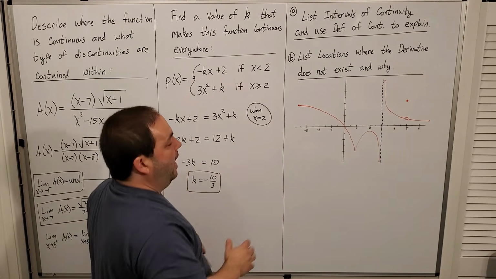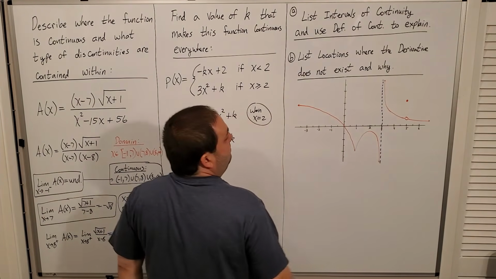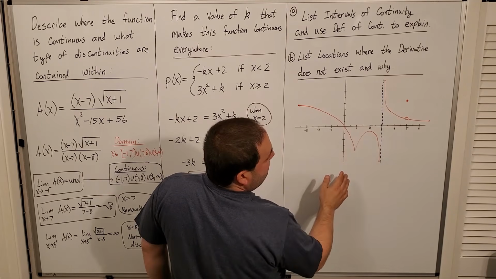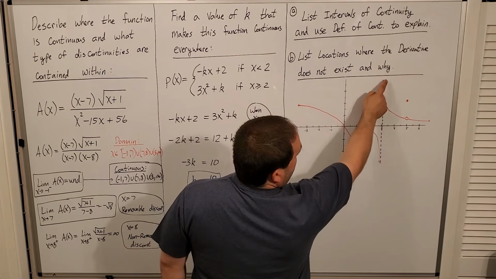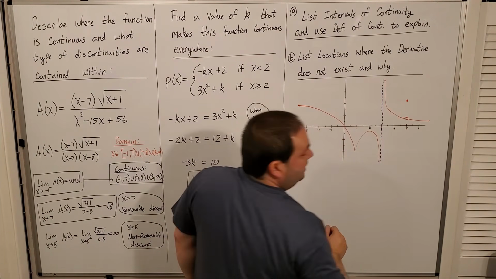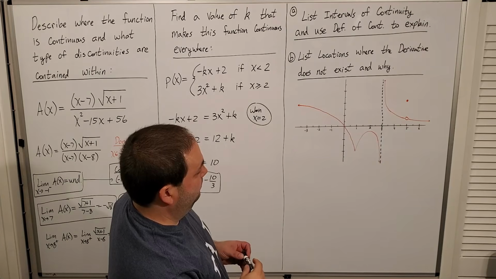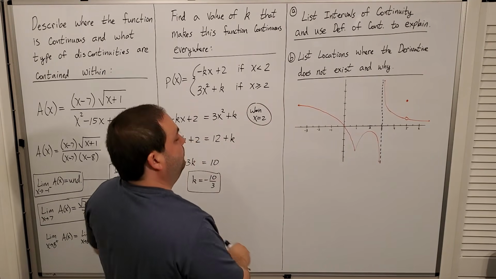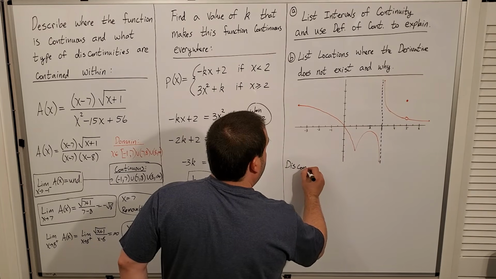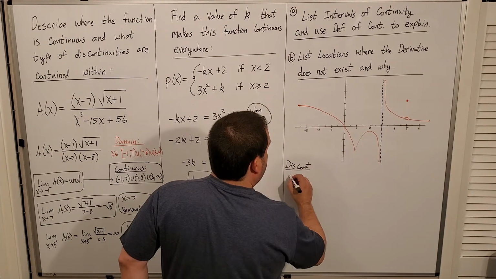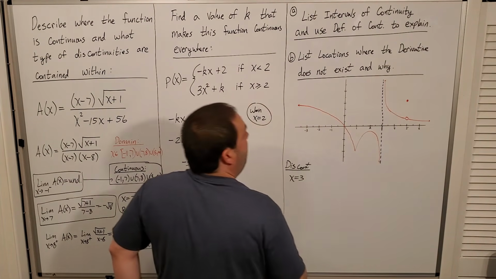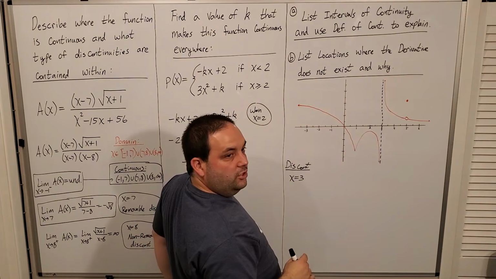Okay? So just by looking at it, you can see this thing is continuous everywhere except for a couple of points. You can see it breaks right here on this asymptote, and you can see it breaks right here on this open hole. Okay? So I'm going to say that it has discontinuity at x equals 3. And then it says use the definition of continuity to explain.